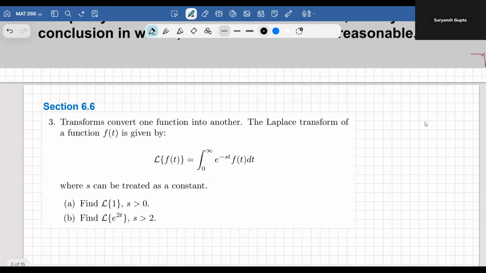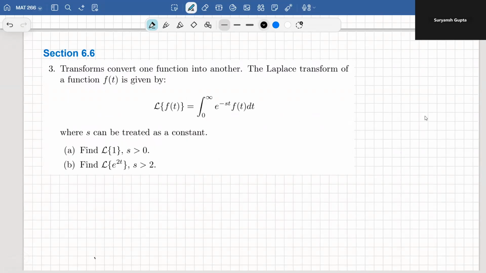So to begin with, in our first question, they have given us a Laplace transform function in terms of an integral, and they're asking us to find the Laplace transform when f of t is equal to 1 and when f of t is equal to e to the power 2t. The way I found it is, because they have given us that L of f of t gives us this integral on the right, f of t in part A is equal to 1 and f of t in part B is equal to e to the power 2t.